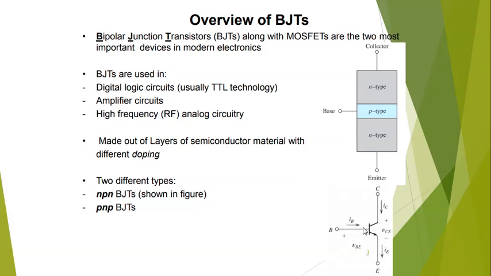Transistors are used in digital logic circuits a lot. They are used in amplifier circuits. And of course, they are used in high frequency analog circuits a lot. As I was telling you, they are made out of layers of semiconductor materials with different dopings. And we have NPN and PNP. At the circuit level, NPN is shown like this. For PNP, this arrow is going to be on the top. So when the arrow is on the top, it means it's PNP.